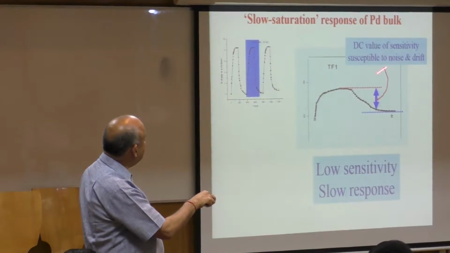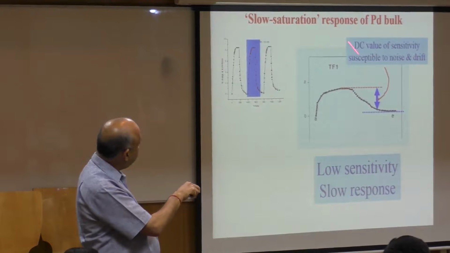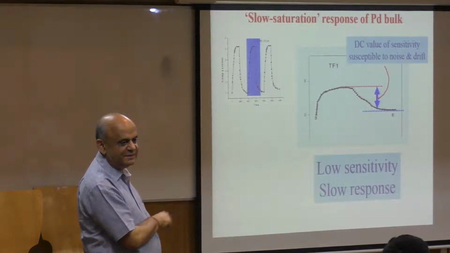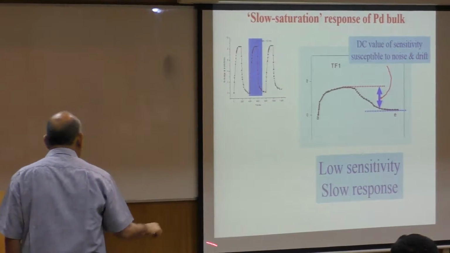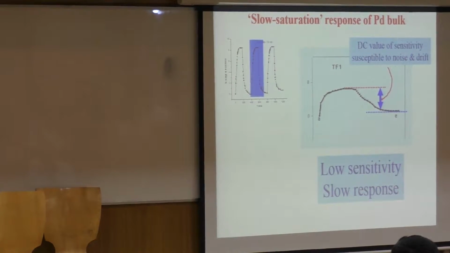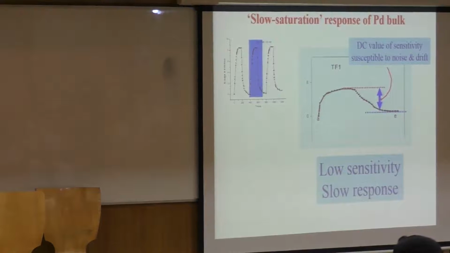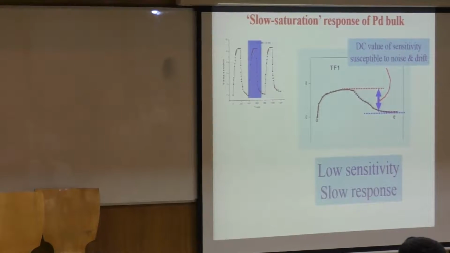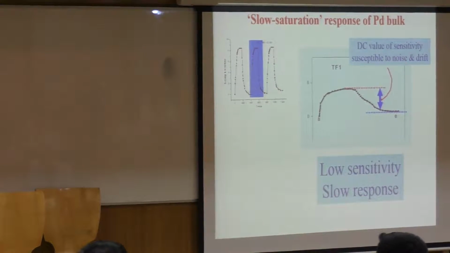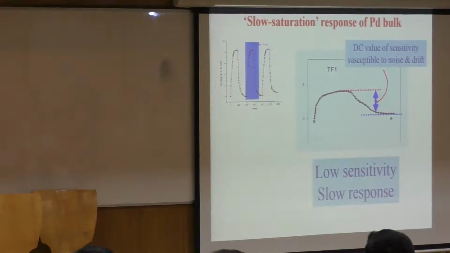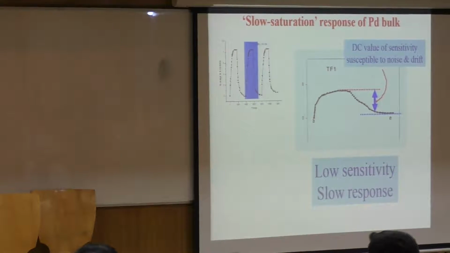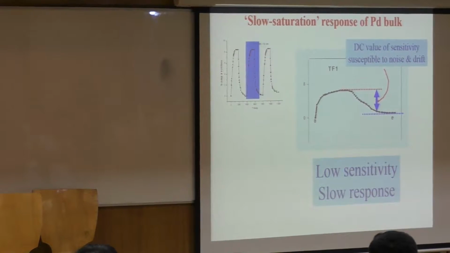Okay, so this DC value of sensitivity, although it's already mentioned, is susceptible to noise and drift, and the sensor keeps on going up and up, or sometimes keeps on going forward. So this is not a palladium nanoparticle. This is a palladium bulk material. You take a wire of palladium or a thin film of palladium to do it. This is what is normally used on an industrial scale for sensing hydrogen.